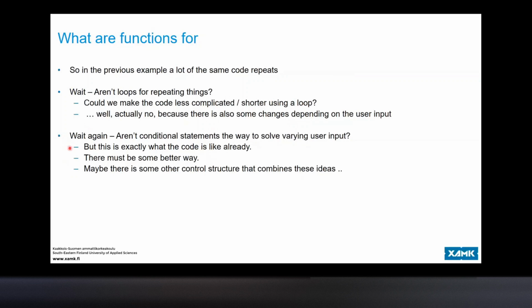So this all seems a little complicated for what it is. Okay, this is a short example and it's not that much code, but let's imagine it was a bigger, better program in all ways. So maybe there is a better way, maybe there is some other control structure that combines these ideas.